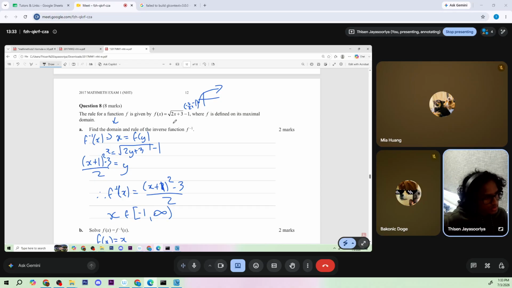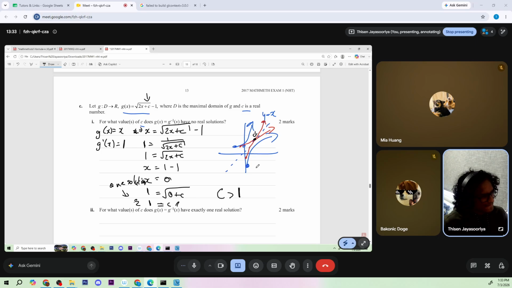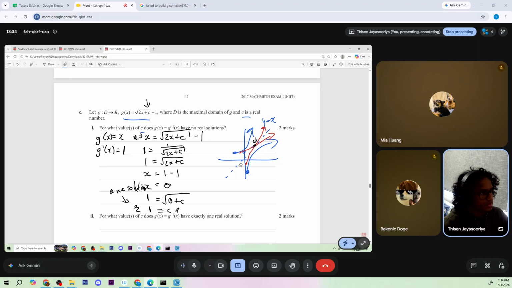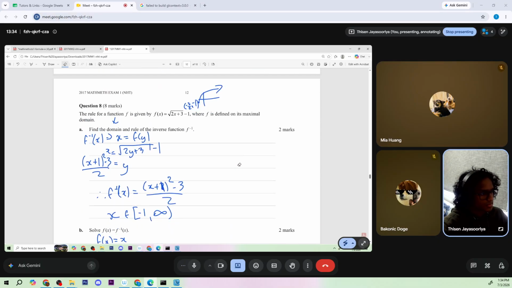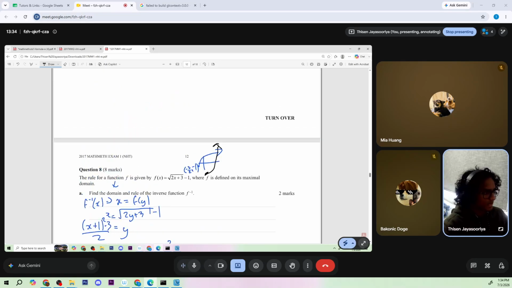Wait, let me think about this one. C equals 1. Okay. No. So, I mean push it forward. So, c actually has to be less than 1. So this is the diagram that I have.